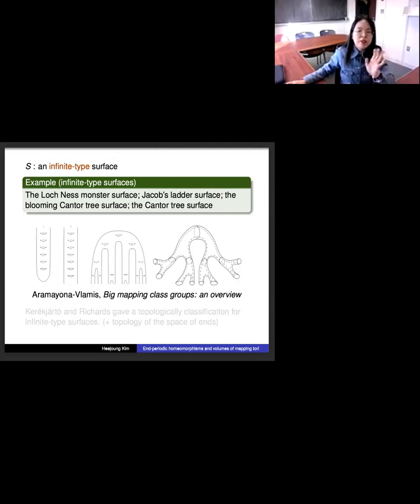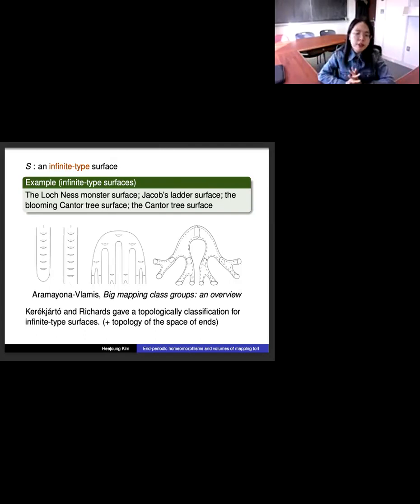And these pictures are from Aramayona and Vlamis' survey paper on mapping class groups of infinite type surfaces. And the paper is a great reference for big mapping class groups. And there is a topological classification of infinite type surfaces by using genus and boundary components, and additionally the topology of the space of ends.